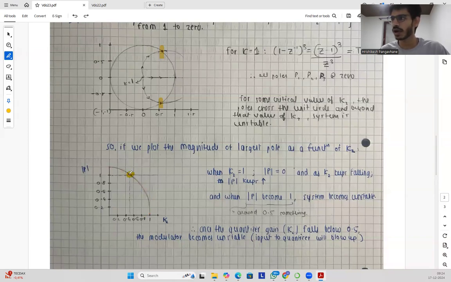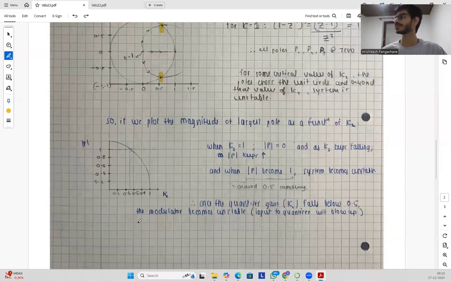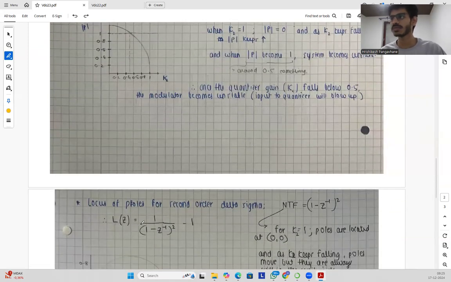And at a certain point, when the magnitude of P becomes 1 or more than 1, the system becomes unstable. So it is somewhere around 0.5. So if K2 falls below 0.5, then the magnitude of the pole is beyond the critical point, so the system is unstable. Once the quantizer gain falls below 0.5, the modulator basically becomes unstable. In other words, the input to the quantizer will blow up. So then the locus, this is for the third order.